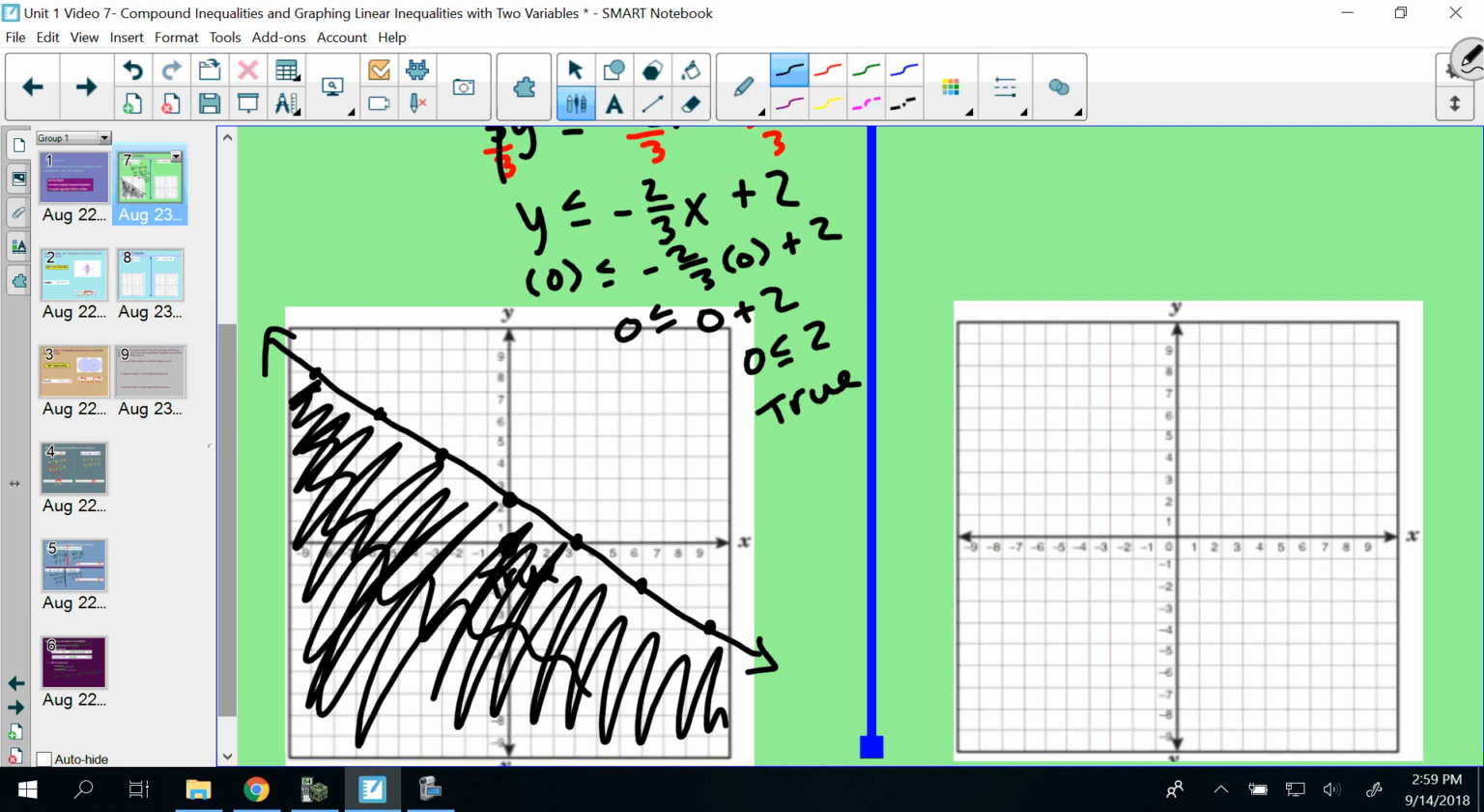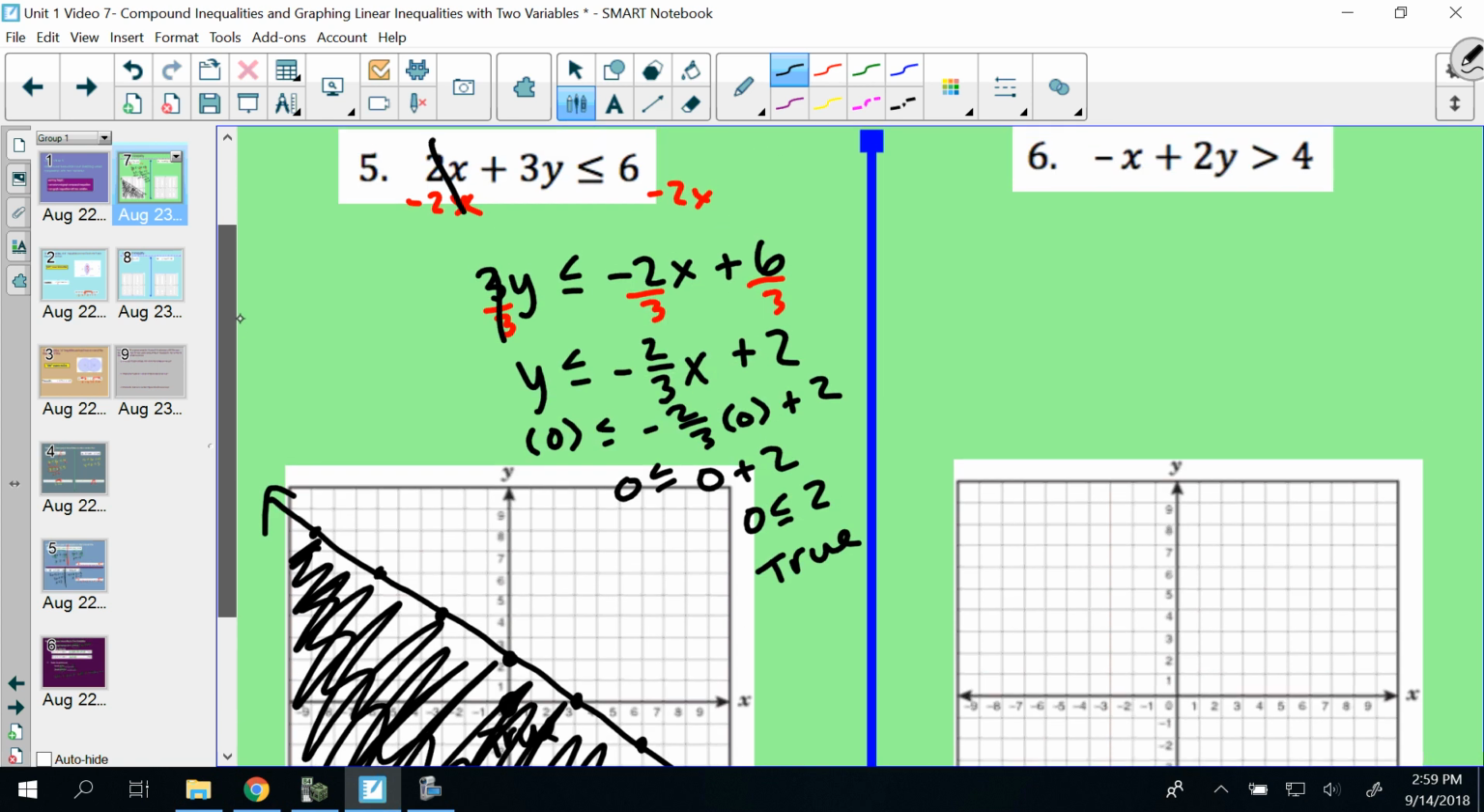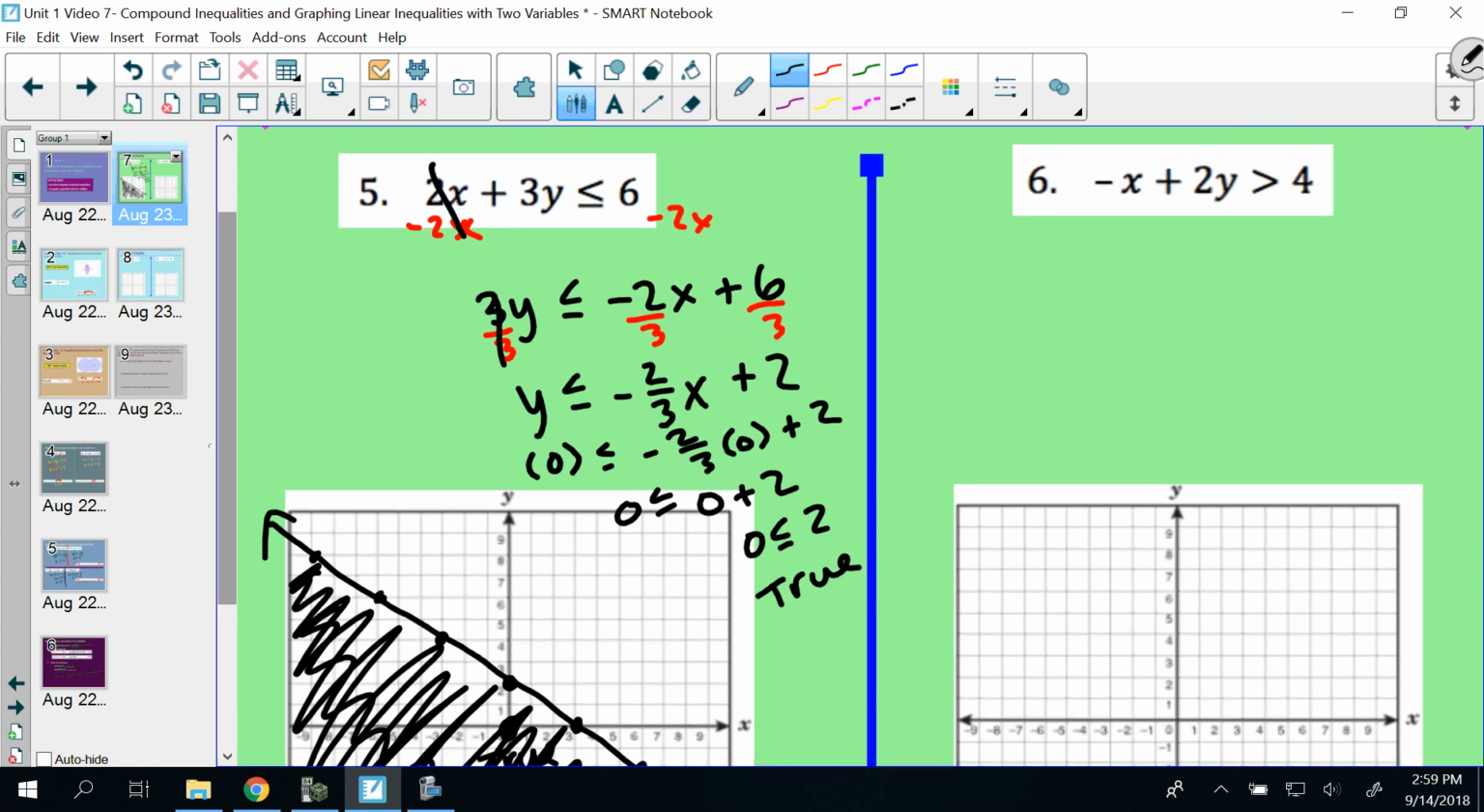Okay, not the second one, but number 6. Let's take a look here. You got another one. We want to get it in slope-intercept form. Here, since the x is negative, we should add it to the other side to make it 0. So now you got 2y is greater than x plus 4. Divide by 2. Okay, that's going to eliminate this 2. So now we got y is greater than. 4 divided by 2 is going to be 2 over here.